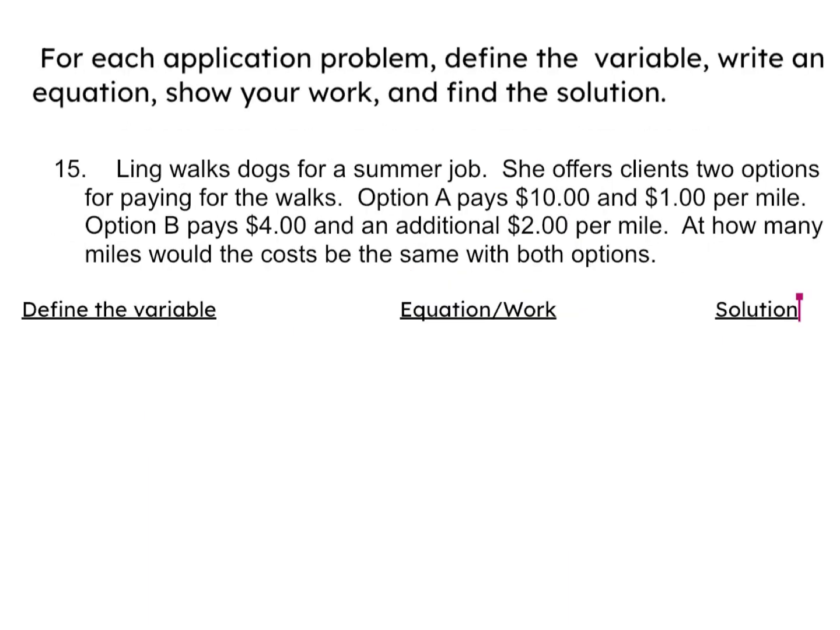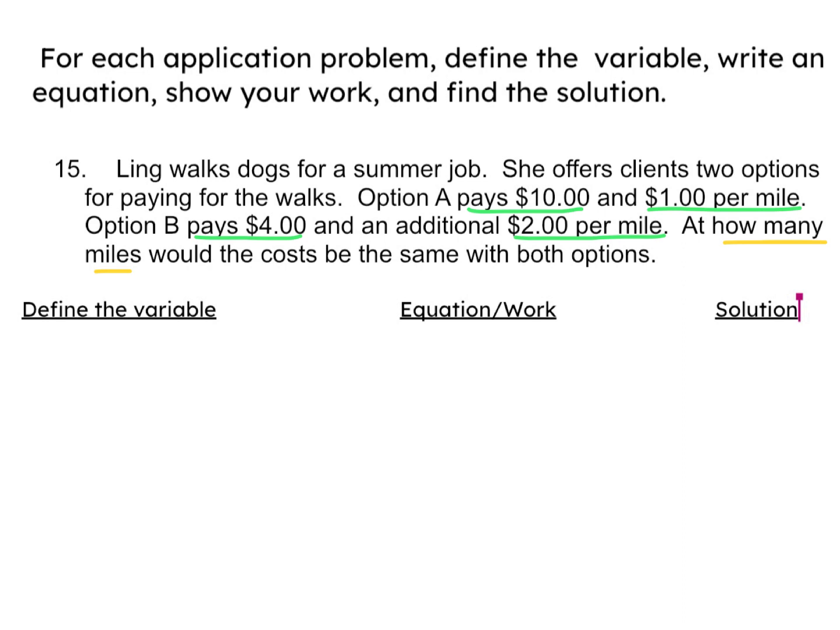Okay, same steps here. We're going to define the variable, write the equation, and show the solution. Lynn walks dogs for a summer job. She offers clients 2 options for paying for walks. Option A, you pay $10 and $1 per mile. Or option B, where you pay $4 and an additional $2 per mile. At how many miles would the cost be the same? How many miles would they cost the same?